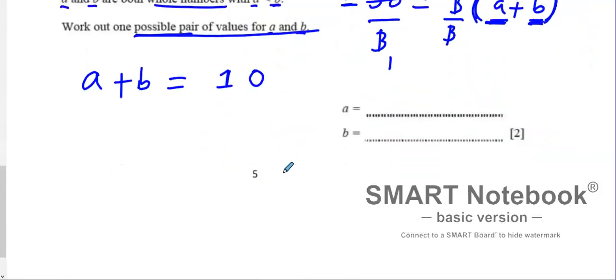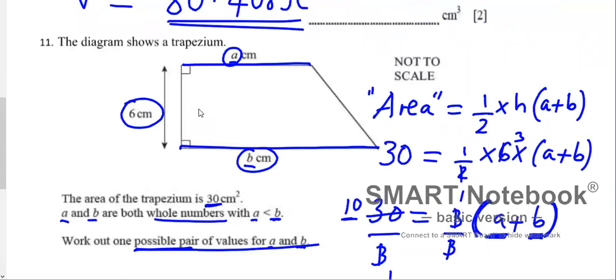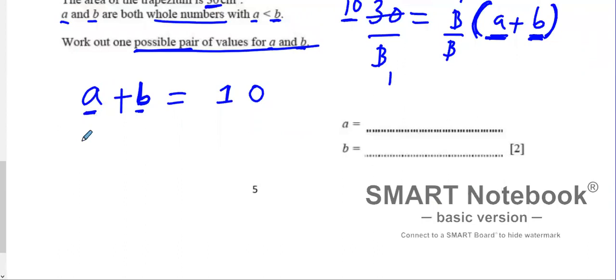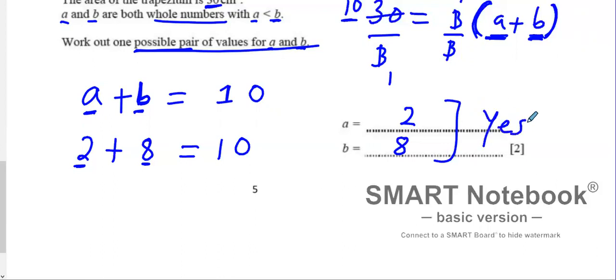Now, let us try to figure out the possible pairs of values of A and B. Mind you, A should be less than B. You can see from the diagram that A is shorter than B. So I can say A can be 2 and B can be 8. When I add those two numbers, I get 10. So A is 2, B is 8. Is it true that A, which is 2, is less than 8? Yes. So this pair is correct. But does it mean that the answers are only 2 and 8? No, the answers can be more than 2 and 8.